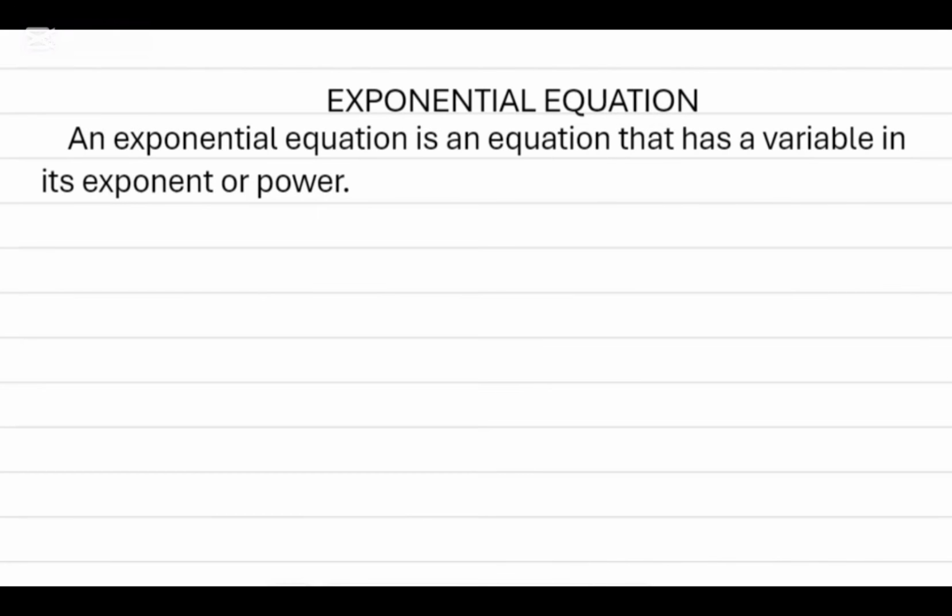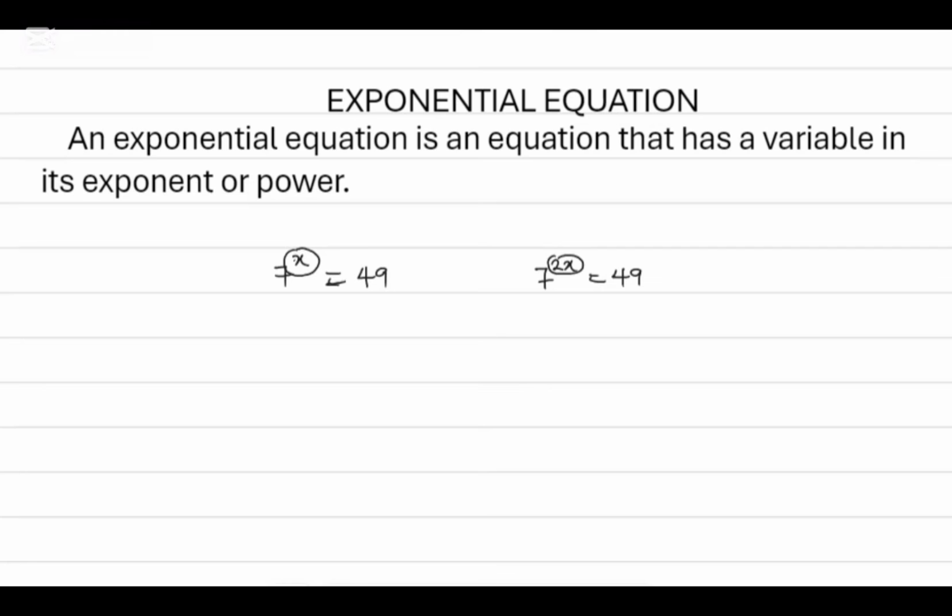An exponential equation is an equation that has a variable in its exponent or in its power. What that simply means is this. For instance, let's say I have 7 raised to power x is equal to 49. And this is an exponential equation. The reason is because this 7 has an exponent, and that exponent is a variable. It could have been any way actually. It can be 7 raised to power 2x. As long as there's a variable there, that makes it an exponential equation.